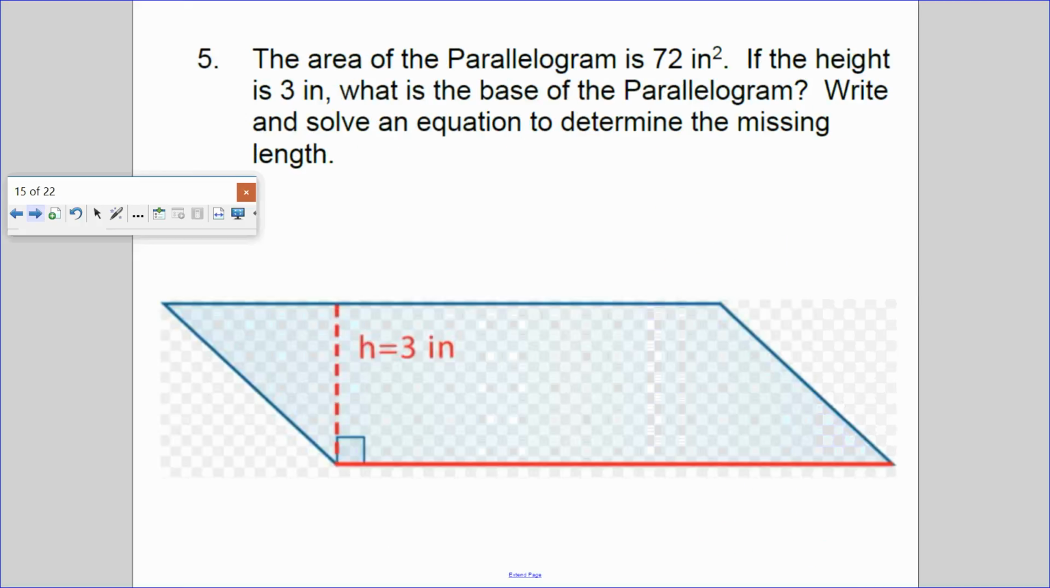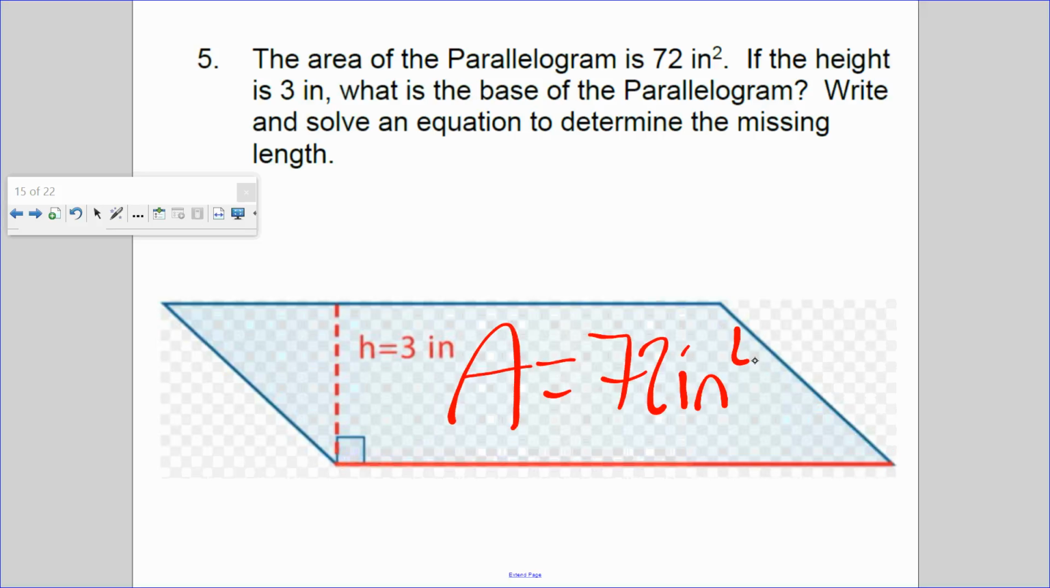And last but not least, the area of this parallelogram, so the area of the whole inside part, is 72 square inches. The height is 3. What is the base? Oh, they forgot to tell us this number. Write and solve an equation to determine the missing link. So area equals base times height. So we know the area is 72, so replace the area with 72. We know the base, we don't know. We know the height is 3.